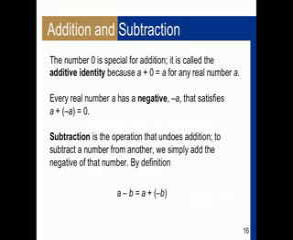Okay, the number 0 is special for addition, and we call this the additive identity because anytime we add 0 to a number, we get that same real number back. And every time we have a real number a, a variable for any number that we have, we can take a plus negative a. So if we add a number and its negative, we always get 0.